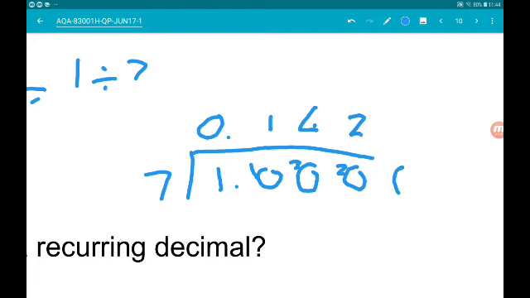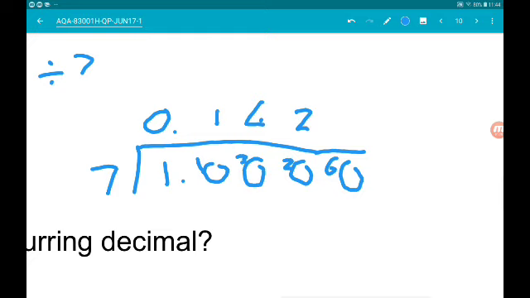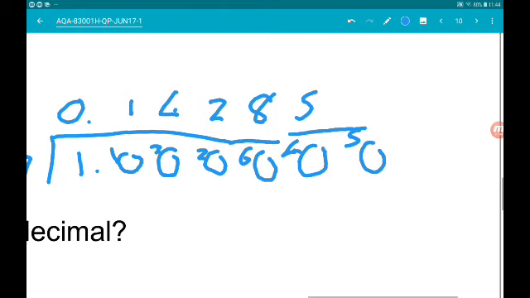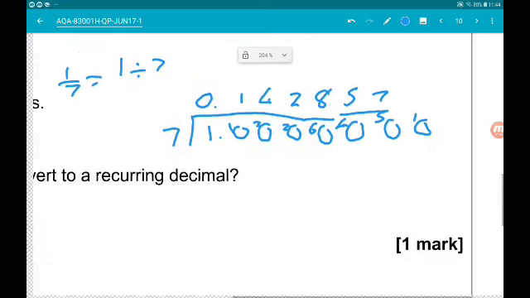Remainder 6. 7's into 60 go 8 times. Remainder 4. 7's into 40 go 5 times. Remainder 5. 7's into 50 go 7 times. Remainder 1, and then we're back how we were at the start. 7s into 10 go once, remainder 3 for example. So that is now going to recur.